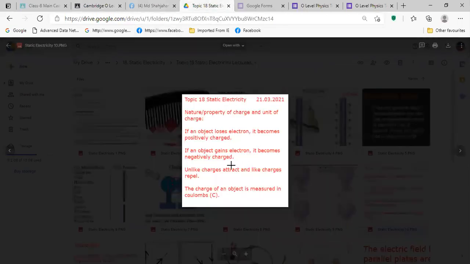So here we have some properties of charge and unit of charge. Please write this. All of you please write this. So this date is for another class, so you ignore this, other things you write.